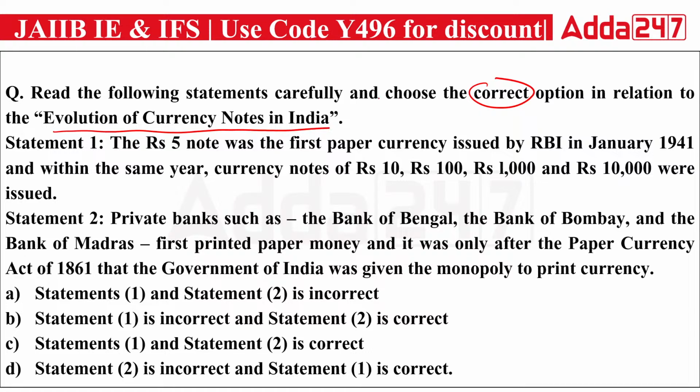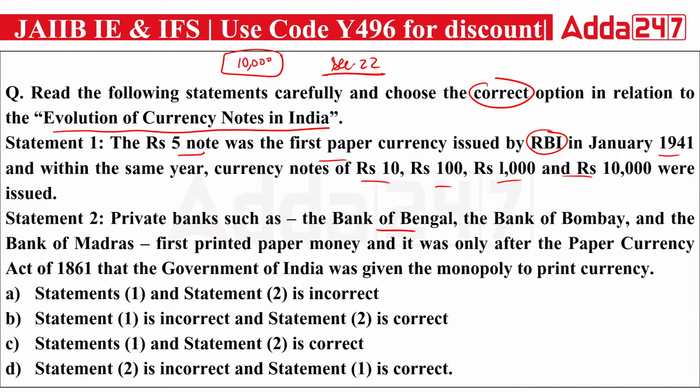Right now, if we talk about currency notes, the maximum denomination that can be issued is 10,000 rupees. And under Section 22 of the RBI Act 1934, it has been said that RBI has the sole right to print all denominations of currency except the one rupee note. So the first statement says the 5 rupee note was the first paper currency issued by RBI, in January 1941. This is not correct. In the same year, currency notes of 10, 100, 1000, and 10,000 were issued.